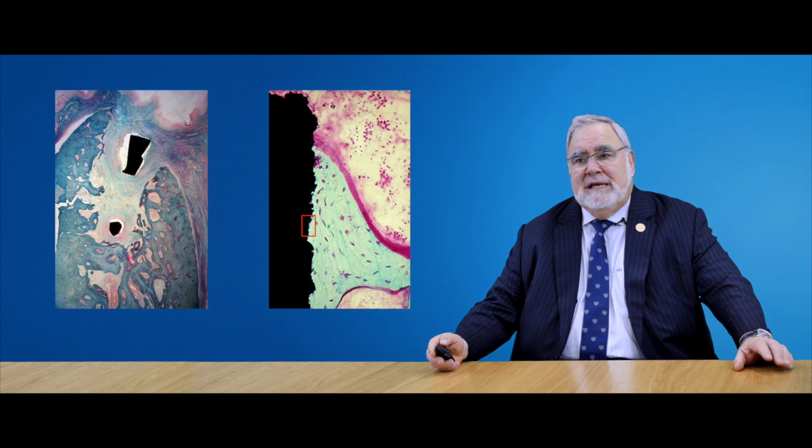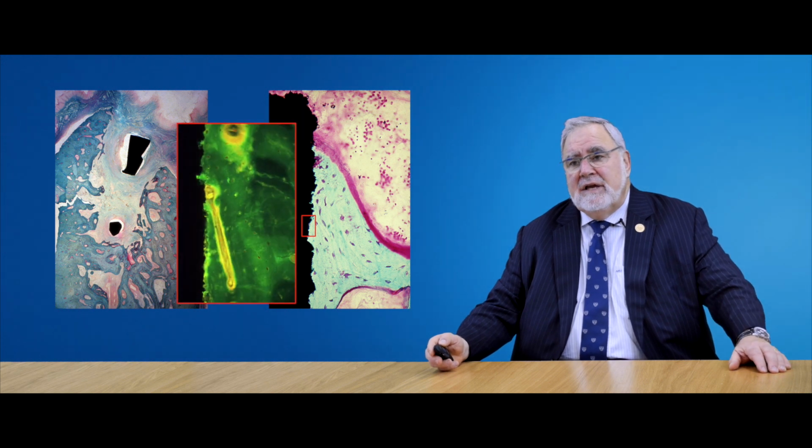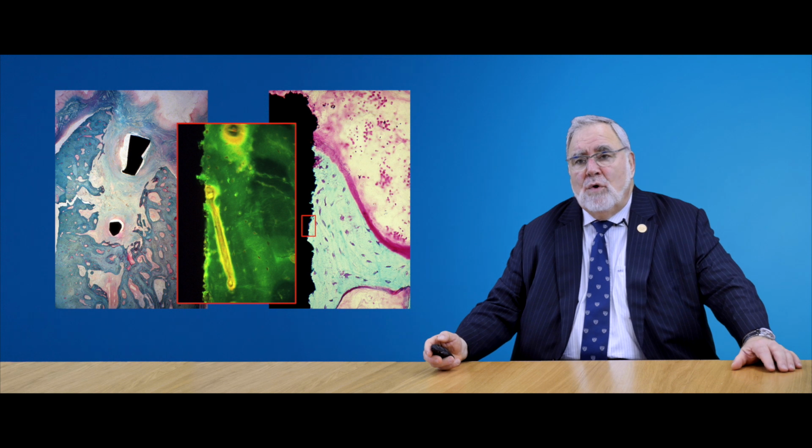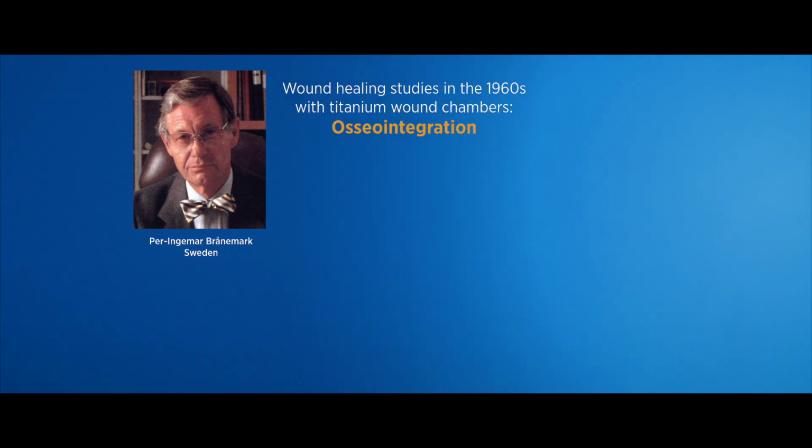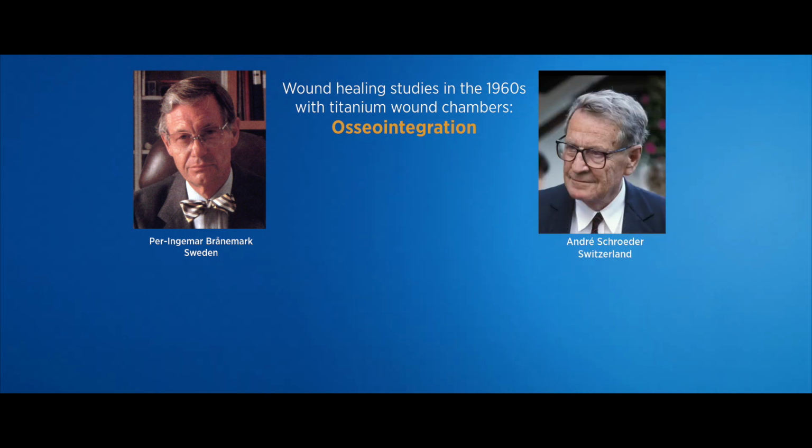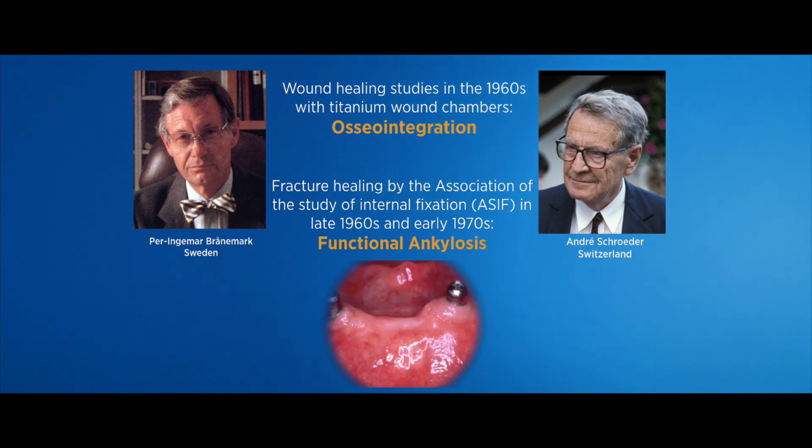So what we have today is a direct bone-to-implant contact, which means that the implant is ankylotically anchored in the jawbone. When we take a higher magnification, you can see that indeed here are bone cells directly on top of the implant surface. Now, originally, this osseointegration, as it is called, was discovered by Per-Ingvar Brånemark from Sweden. He called this healing osseointegration, and his colleague in Switzerland, André Schröder, who was working with the Association for the Study of Internal Fixation, developed what is called functional ankylosis. Both terms mean exactly the same.